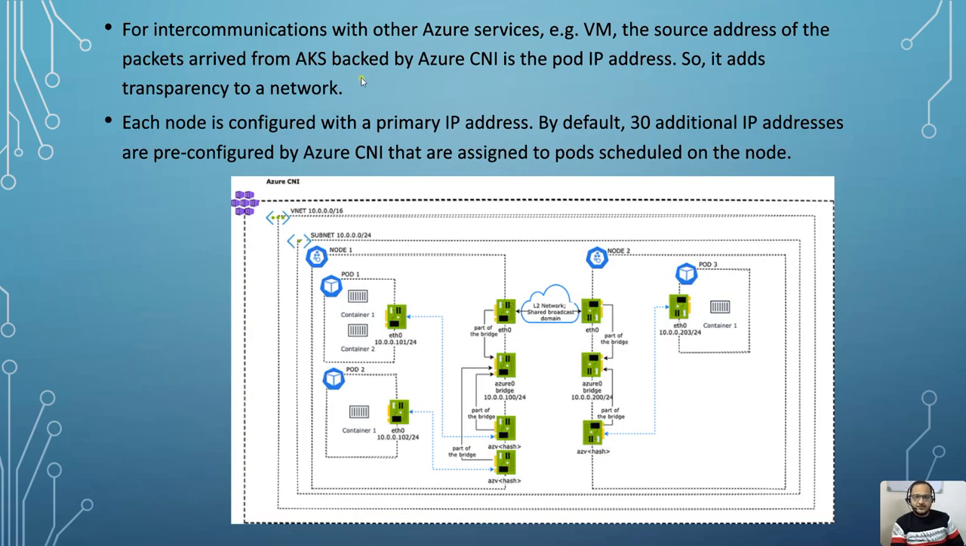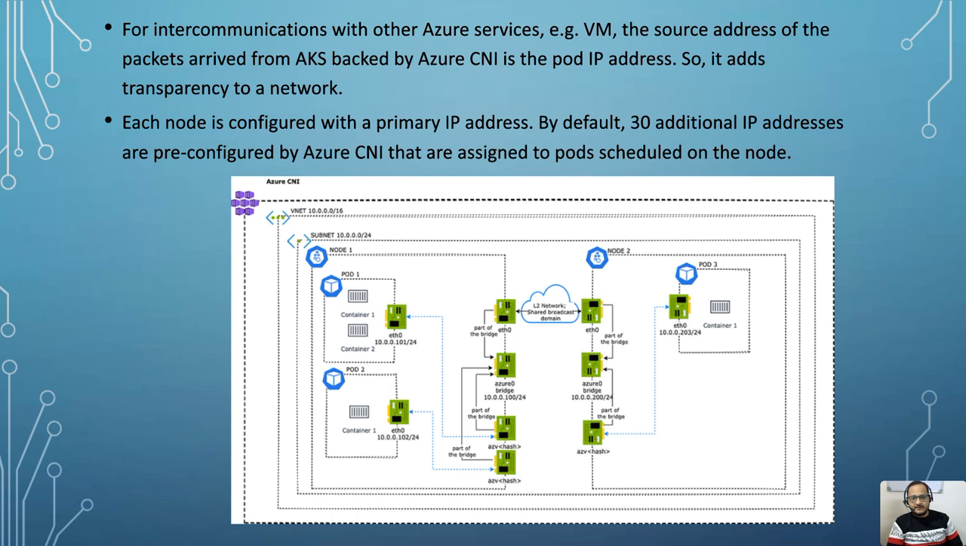For intercommunication with other Azure services, for example a virtual machine, the source address of the packet arriving from the AKS backend via Azure CNI is the pod IP address. So it adds transparency to the network. There is no need to define any kind of user defined routing or NAT to communicate, because the pod can directly access the other services as well.